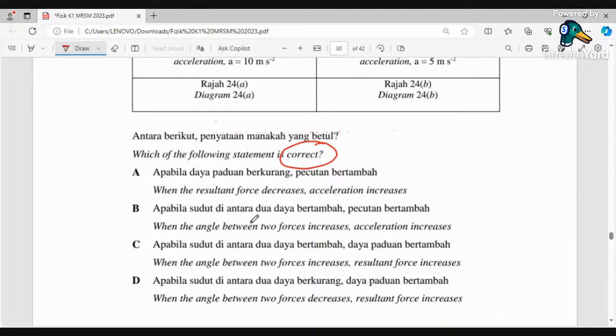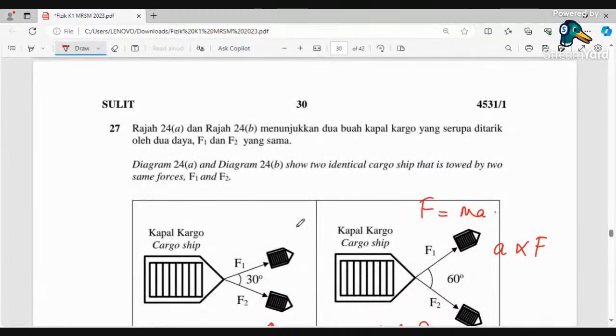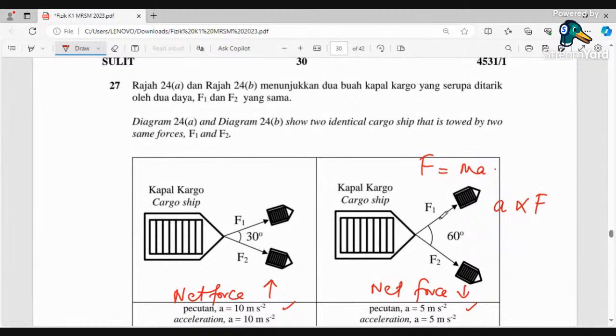Okay, dalam kes ni jawapan A tu nampak macam betul. Tapi kenapa dia tak boleh terima? Sebab soalan ni dia mention identical cargo dengan same force. Nampak tak sini ya? Force ini F1, F2 dan F1, F2 here pun sama. Cargo ship pun same mass juga. Jadi faktor yang affect dalam kes ni ialah angle between the forces.